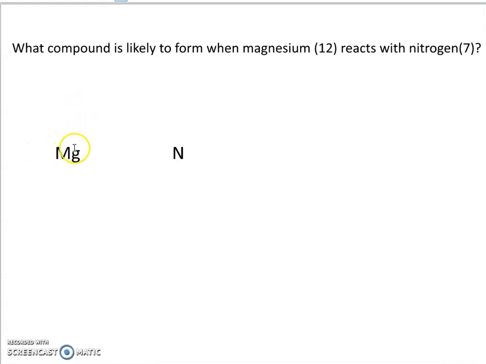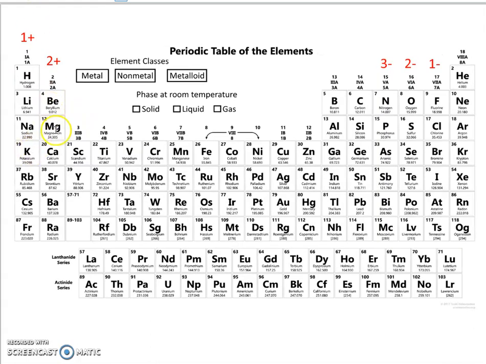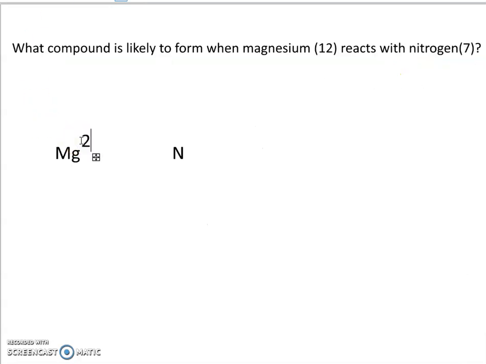Now that we've got the symbols, we need our charges. Magnesium has a 2 positive charge because it's in group 2. Nitrogen has a 3 minus charge because it's in group 15. 2 positive, 3 minus. So just like all of our other examples, when these two are drawn to each other, they're going to be drawn to each other because they have opposite charges.